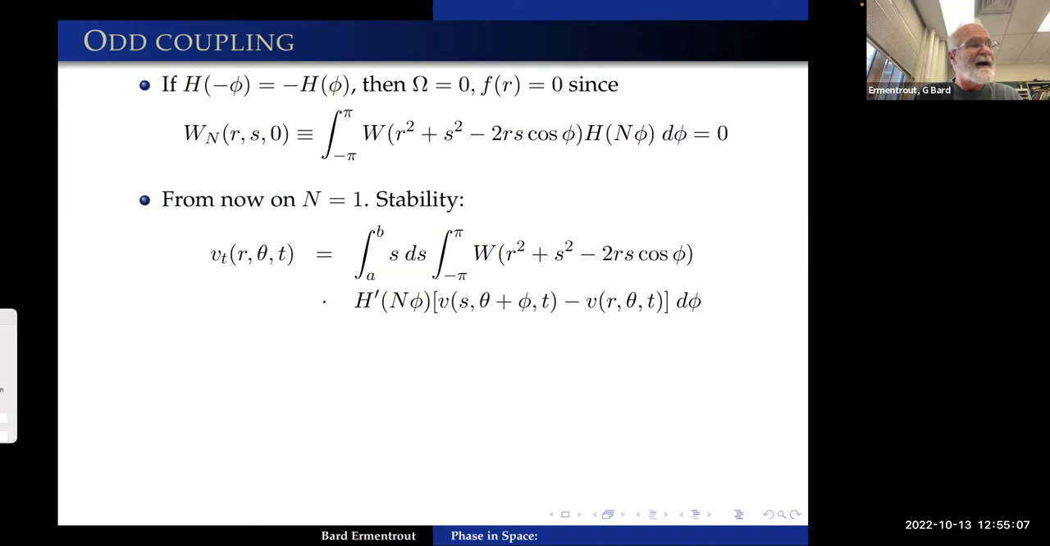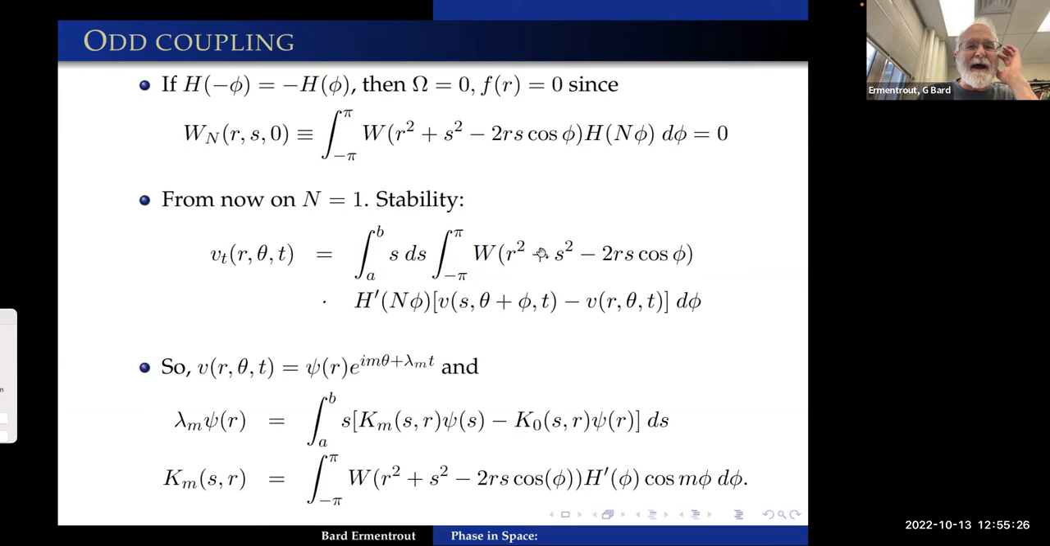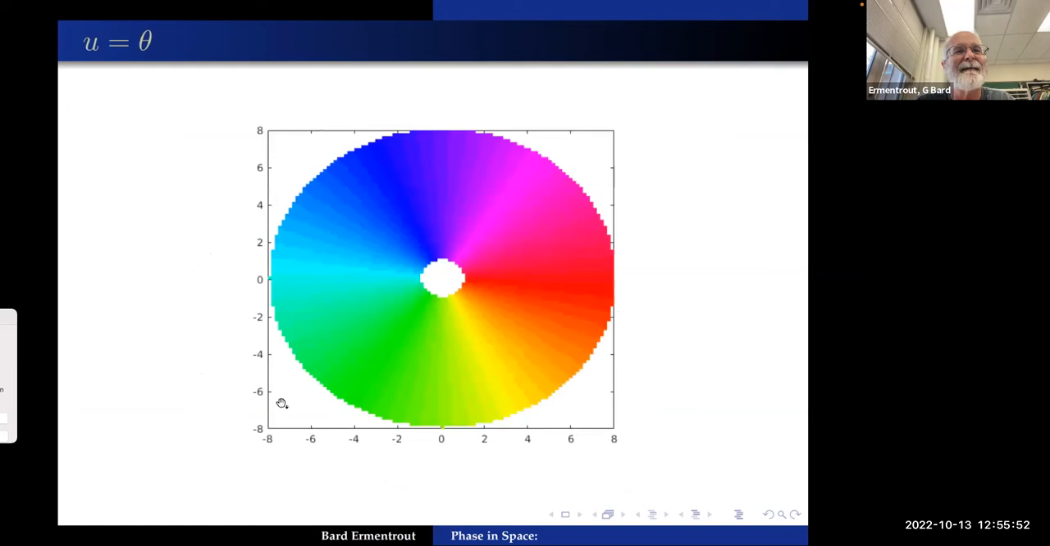So we have existence. Existence is real easy. U is theta. Okay. So we linearize around that and we get this linear integral equation. And I plug in V is psi of r e to the I m theta plus lambda t. And I find a nice eigenvalue equation where these Km's are complicated functions. If W is a Gaussian and H is sine, then these things are just Bessel functions. And we get this nice integral equation. And here's an example of a solution for odd H. Okay, you can see it's a nice rotating wave.